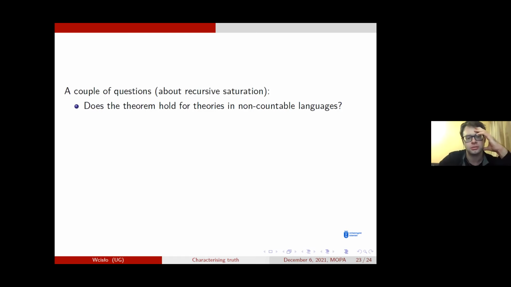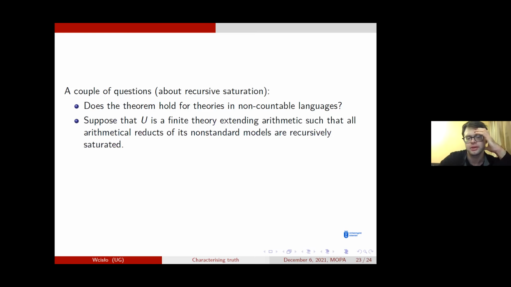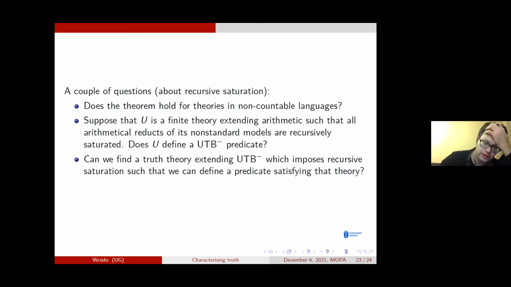And what we don't know about this particular part of our research is whether in our counterexample we use countability of the language, so we use something like omitting types. Do we have to? We don't know, but we don't have a counterexample either. Suppose that you have a finite theory, it extends some fragment of arithmetic, and it imposes recursive saturation. Does it define a UTB minus predicate? We don't know.